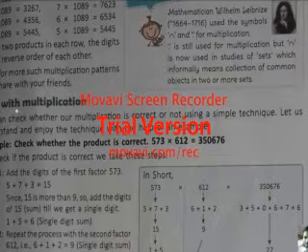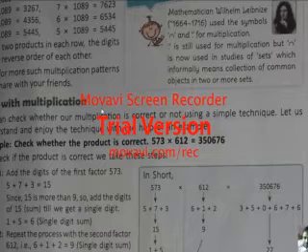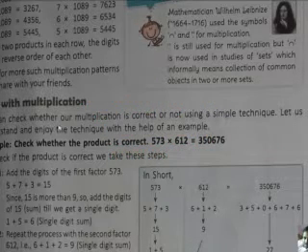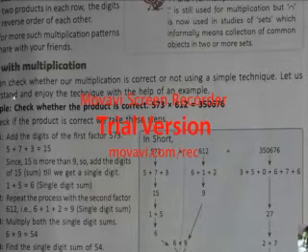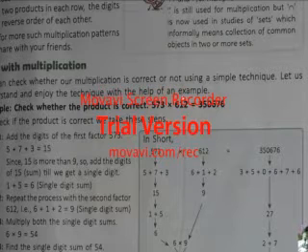Okay, fun with multiplication. We can check whether our multiplication is correct or not by using a simple technique. There are simple techniques to check our multiplication. Let us understand and enjoy the technique with the help of an example. You will watch it and you will understand.